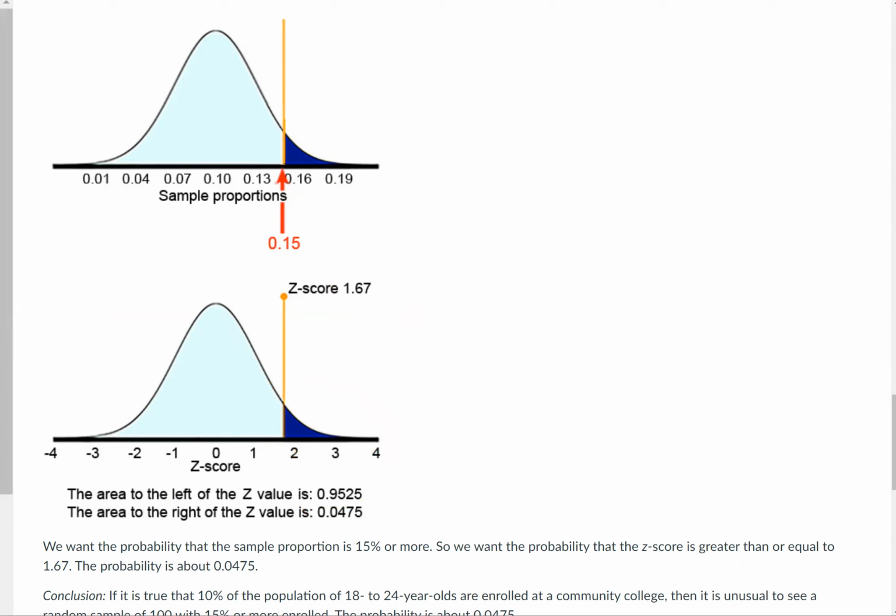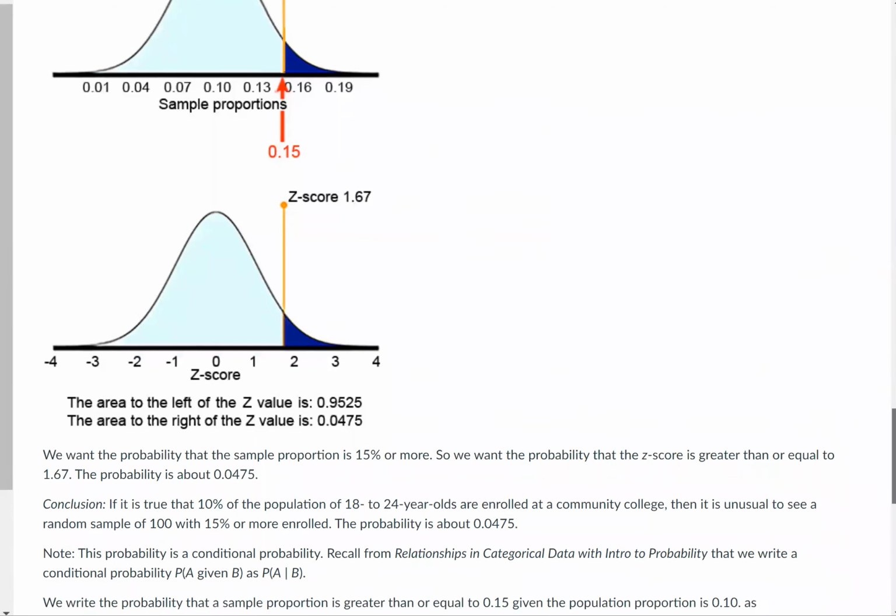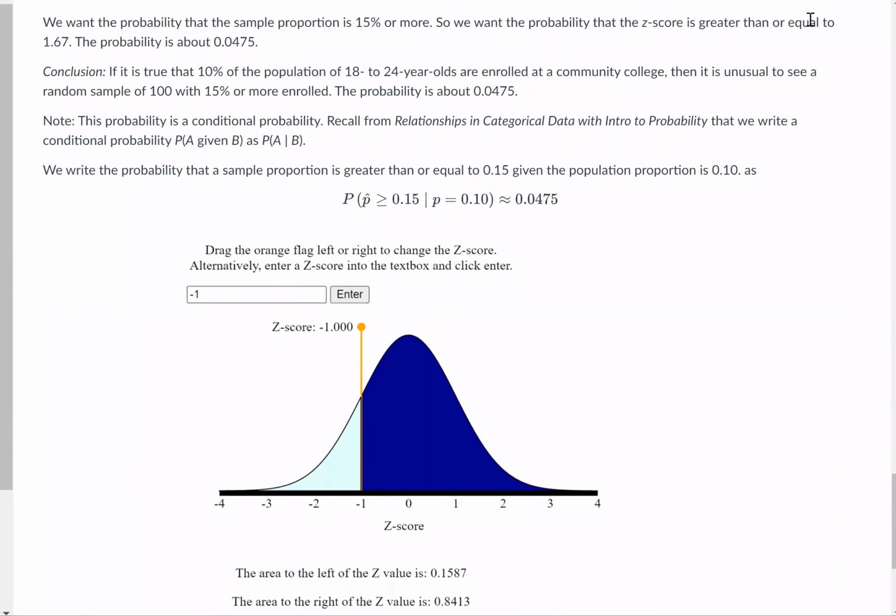Now that we understand what they were trying to ask and how it relates to those graphs. Okay. We want the probability that a sample proportion is 15% or more. So we want the probability that a z-score is greater than or equal to 1.67. The probability is the area beneath the curve to the right, 0.0475.